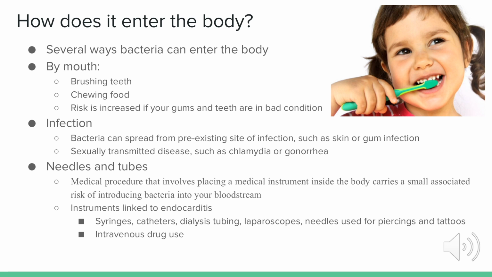How does it enter the body? There are several ways. By mouth, by brushing teeth, chewing food, and the risk is increased if your gums and teeth are in bad condition. Infection. Bacteria can spread from a pre-existing site of infection, such as skin or gum infection, or sexually transmitted disease, such as chlamydia or gonorrhea, or needles and tubes.